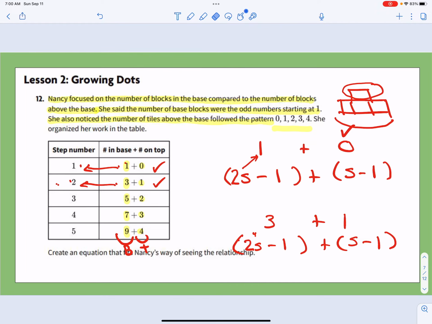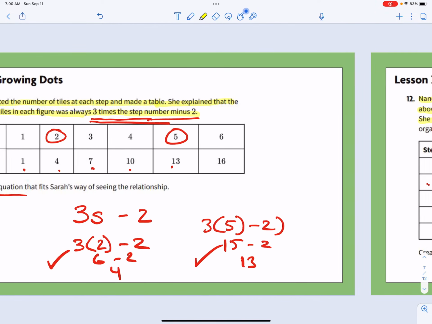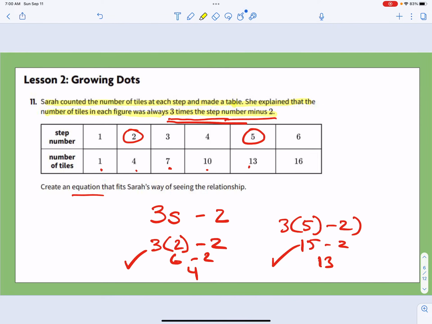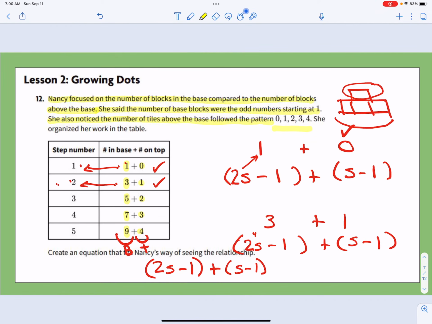So that's going to be the equation for what Nancy sees. You would say it's going to be 2s minus 1 for the first set of numbers plus s minus 1. Does it work? It absolutely works. Is that the normal way of seeing it? It's how Nancy saw it, and that's what makes it interesting, because what we're seeing here is that I saw it one way, which may or may not be right. Dan saw it a different way. Sarah saw it a different way. And then Nancy saw it a different way.